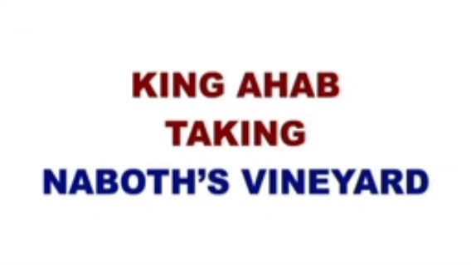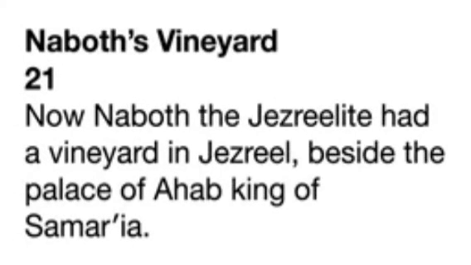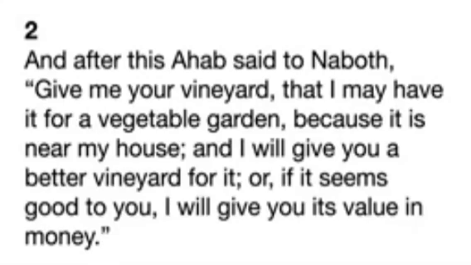First, we are going to read 1 Kings chapter 21 from verse 1 to 16, the Revised Standard Version. Naboth's Vineyard. Now Naboth the Jezreelite had a vineyard in Jezreel, beside the palace of King Ahab, king of Samaria. And after this, Ahab said to Naboth, "Give me your vineyard, that I may have it for a vegetable garden, because it is near my house, and I will give you a better vineyard for it. Or, if it seems good to you, I will give you its value in money."